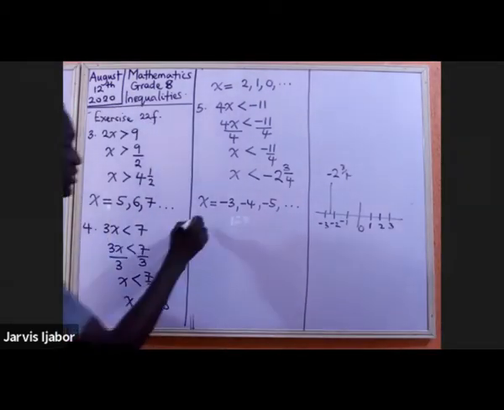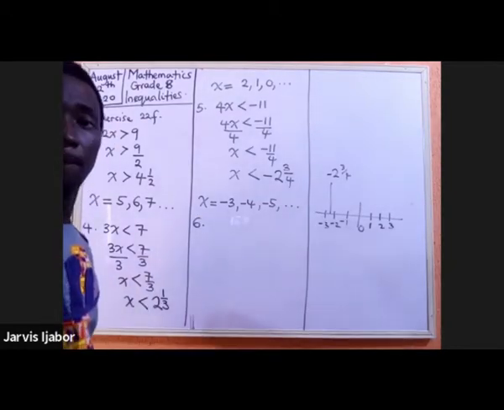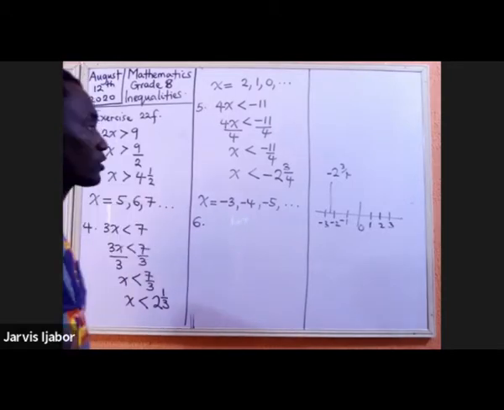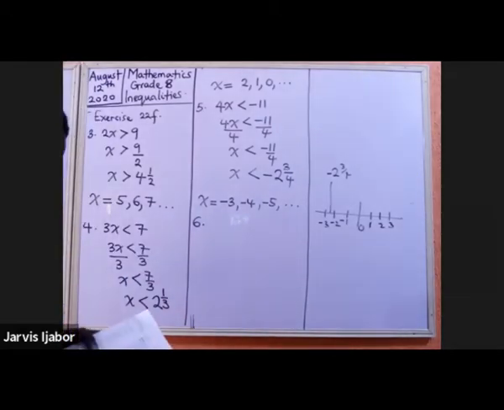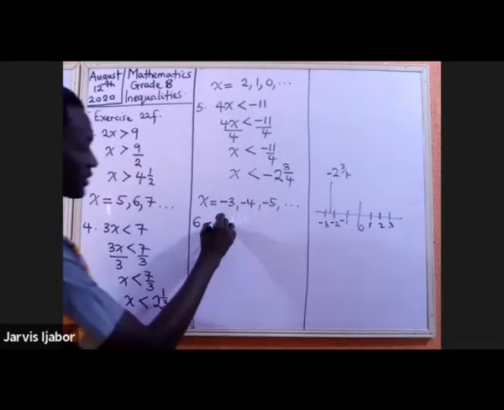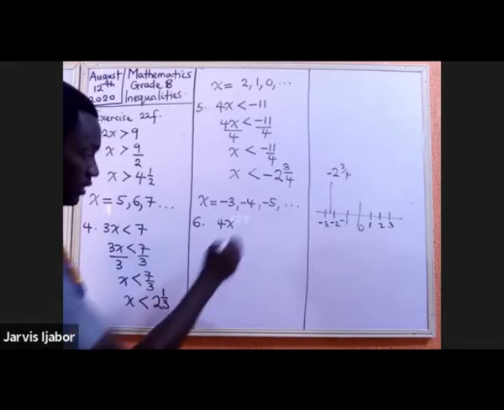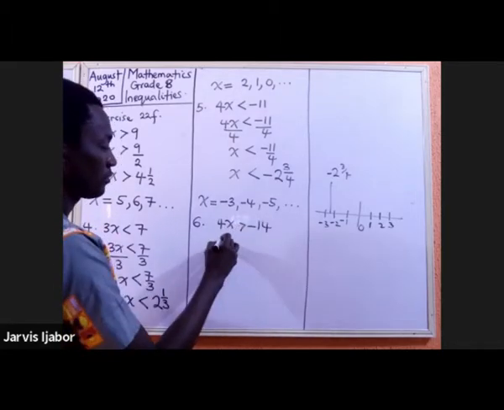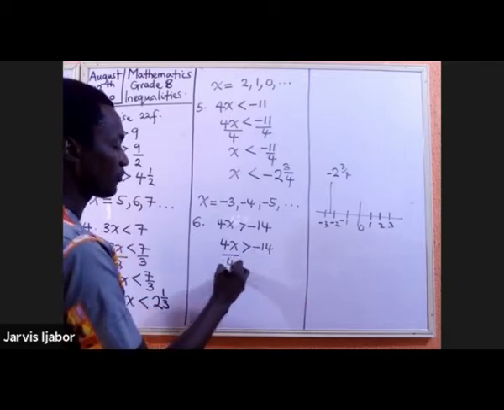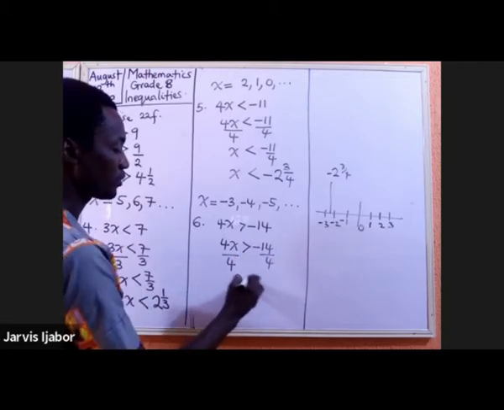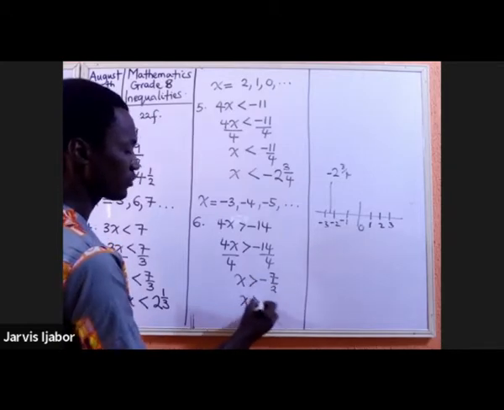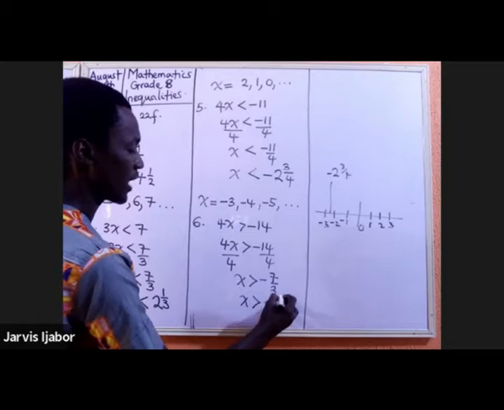Let's go to question 6. You have that 4x is greater than negative 14. We need that 4x to be greater than negative 14. I divide both sides by 4, and x will be greater than negative 7 over 2. What is negative 7 over 2? That's negative 3.5.